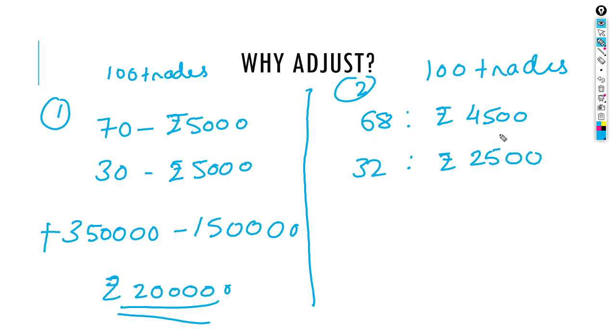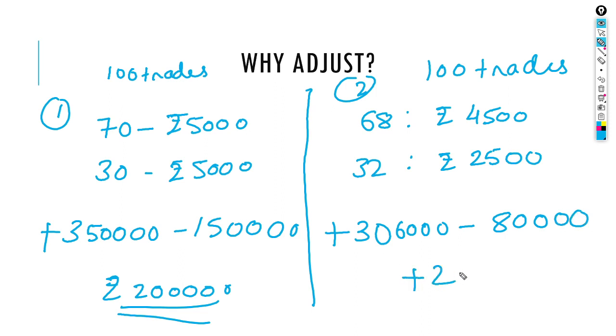So when you make a profit 68% of the time, so 68 times out of 100, you are going to get a positive 3,06,000. And when you lose 32 times, that is going to become 80,000. So now what is your net? Your net is positive 2,26,000. So you can see that with adjustments, even though you have reduced your profit, even though you have reduced your probability, you're still at a better off position after taking 100 trades.